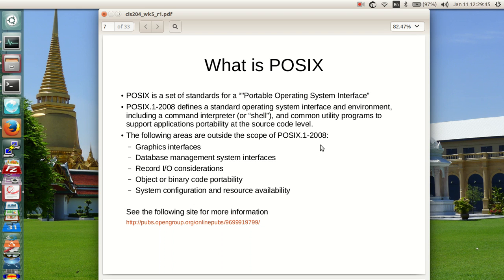POSIX.1-2008: any graphical interfaces, so the GUI is not part of this; database management system interfaces and record I/O considerations. In other words, how do you get information back and forth from the disk or memory? Any object or binary code portability issues. Also, system configuration and resource availability issues are not part of the equation. So basically, POSIX.1-2008 defines the user interface on the command line.